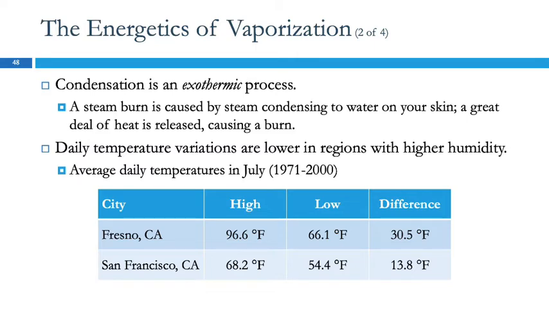So what causes this difference? It's water, it's humidity, vaporization and condensation. San Francisco is surrounded by water, the ocean and the San Francisco Bay. And so the water will evaporate as it receives heat from the day, and then it will condense when the day cools off, and as it condenses, it releases that energy back.